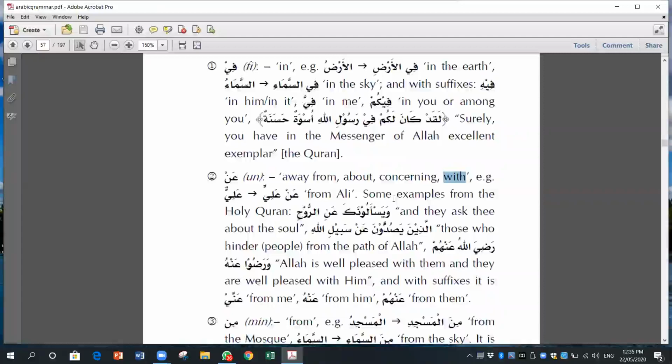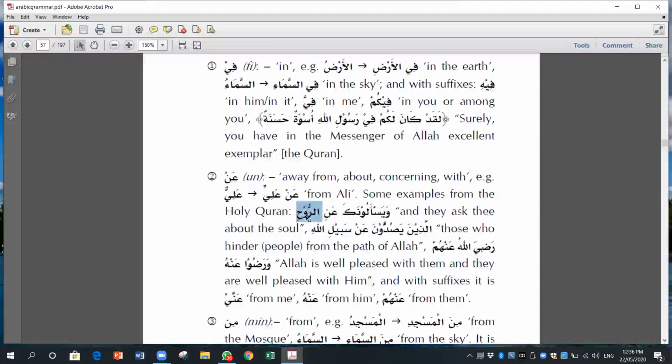Assalamu alaikum warahmatullah. Okay, so an, for example, وَيَسْأَلُونَكَ عَنِ الرُّوحِ. They ask you about the soul. So عَنِ الرُّوحِ, see, the ha carries a kasra due to this an. It is ruhi, it can't be ruha, it can't be ruhu. Now ar-ruh is a noun, right? Alif lam is there, it's a noun.